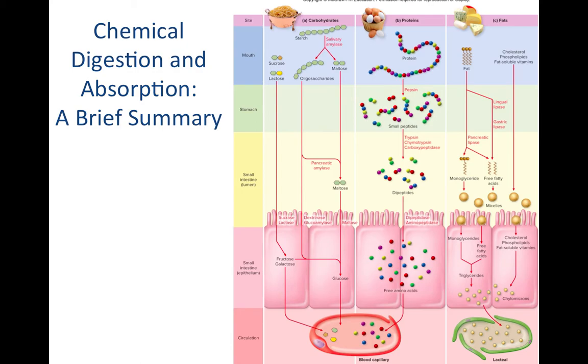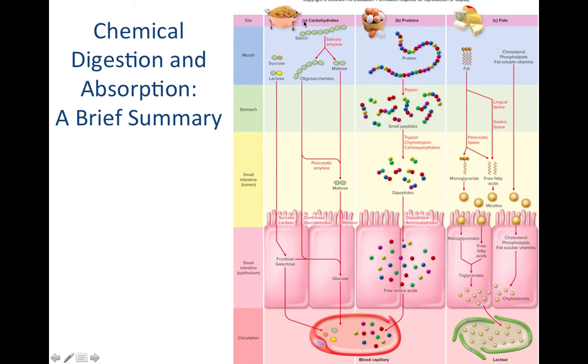So here is a quick summary of chemical digestion and absorption in the digestive tract. It is not all inclusive, but it does provide a pretty good overview. And it's divided up based on which type of molecule you're looking at. So here's carbohydrates, you have proteins in the middle, and then fats on the right-hand side. And then it's also divided up based on where certain enzymes are secreted. So you have the mouth, stomach, small intestine, and then finally where those energy molecules will end up on the bottom.